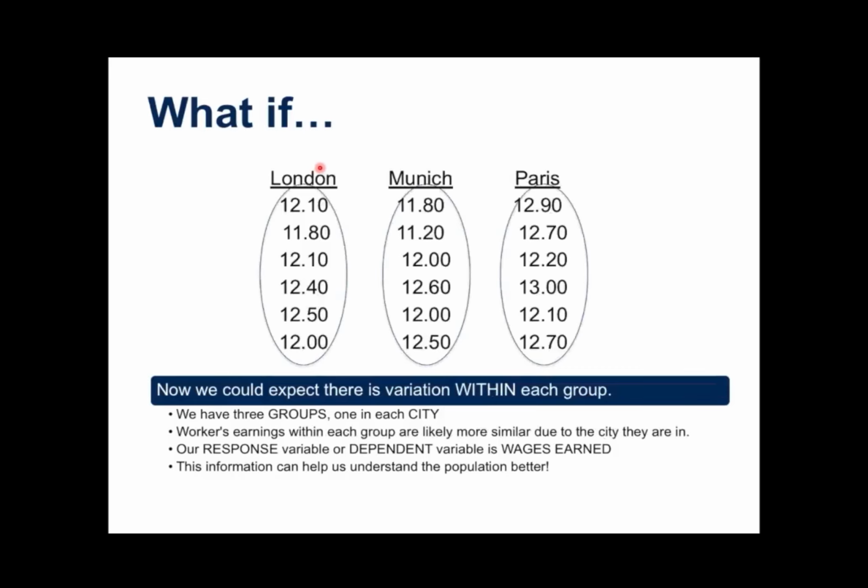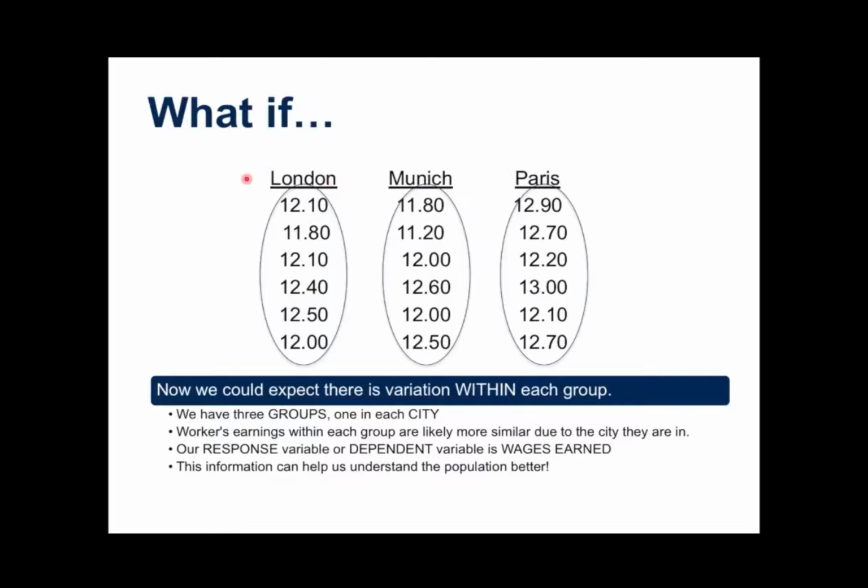So by acknowledging that the salaries earned within London are likely to be more similar to each other, knowing that information might help me better predict the differences between the cities, because I would be able to account for the variability that's attributed to the workers within the city before I try to detect a significant difference between the cities.